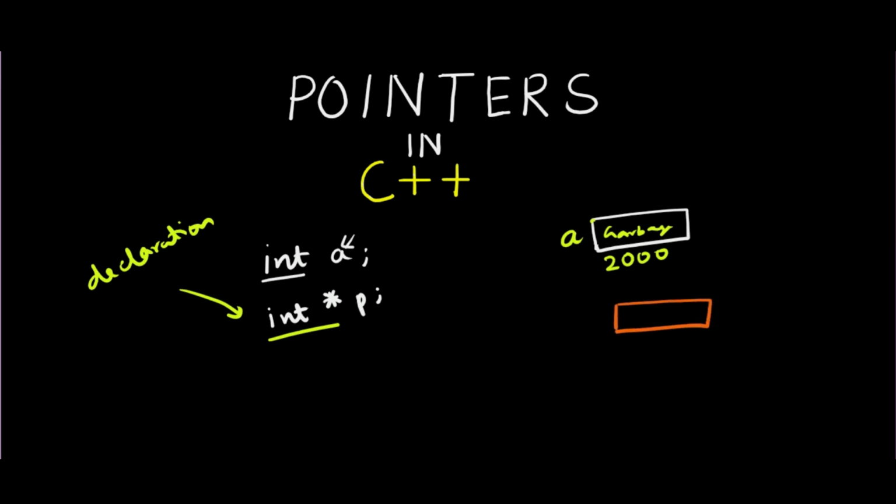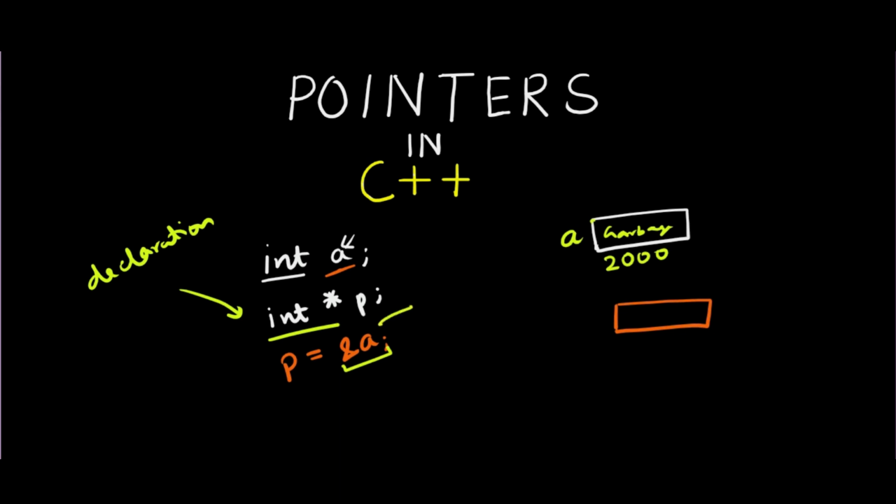So we will read the statement like p is a pointer of type integer. That means p is a pointer that will store the address of a data type that is integer. So here a is the data type of type integer. So what we can do? We can do p equals ampersand a. And now what is ampersand a here? Ampersand a means the address of a.